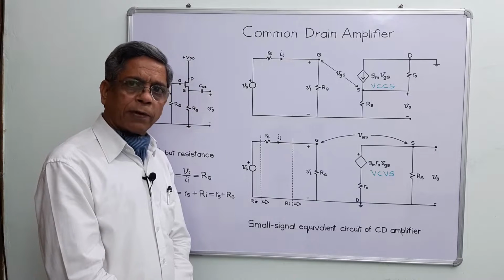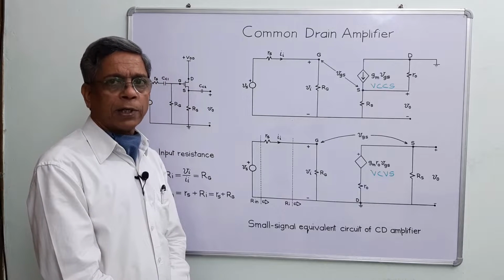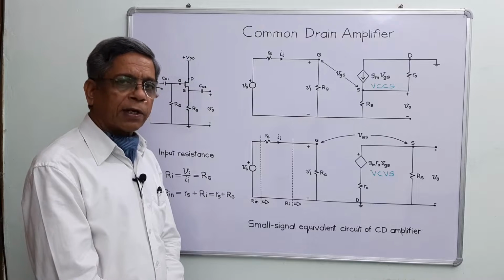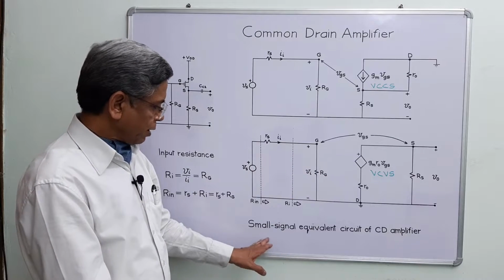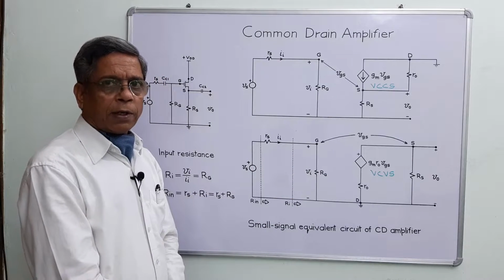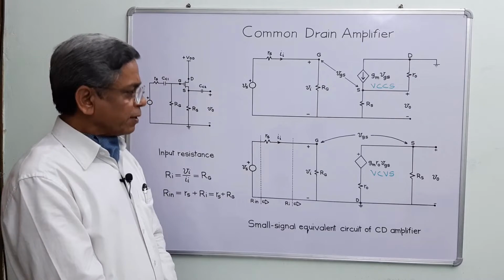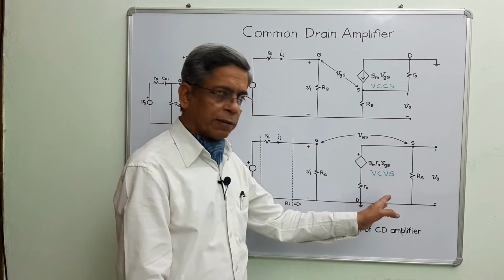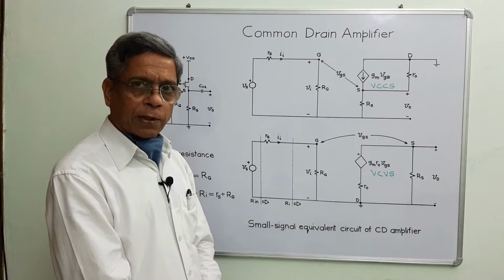For the derivation of the expression for the output resistance of common drain amplifier, some changes are required in this small signal equivalent circuit of common drain amplifier. Since we are dealing with dependent sources, we have to use the Thevenin equivalent theorem.